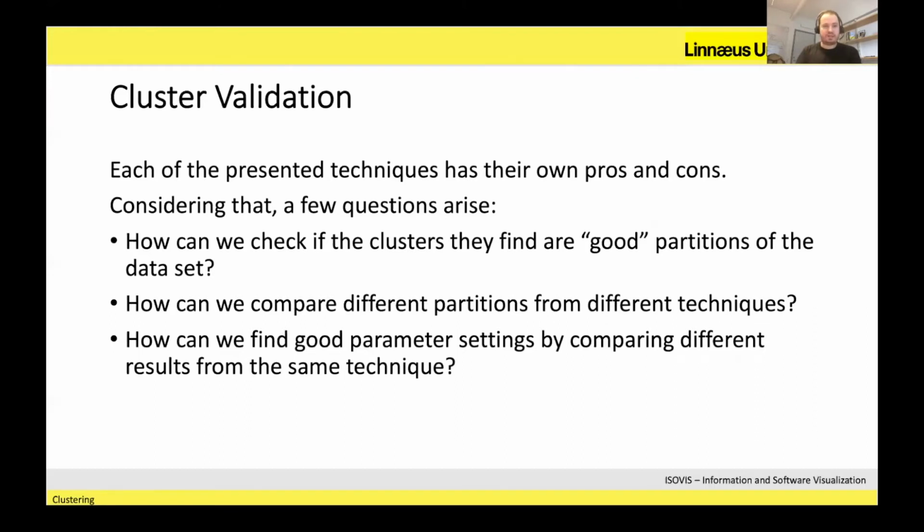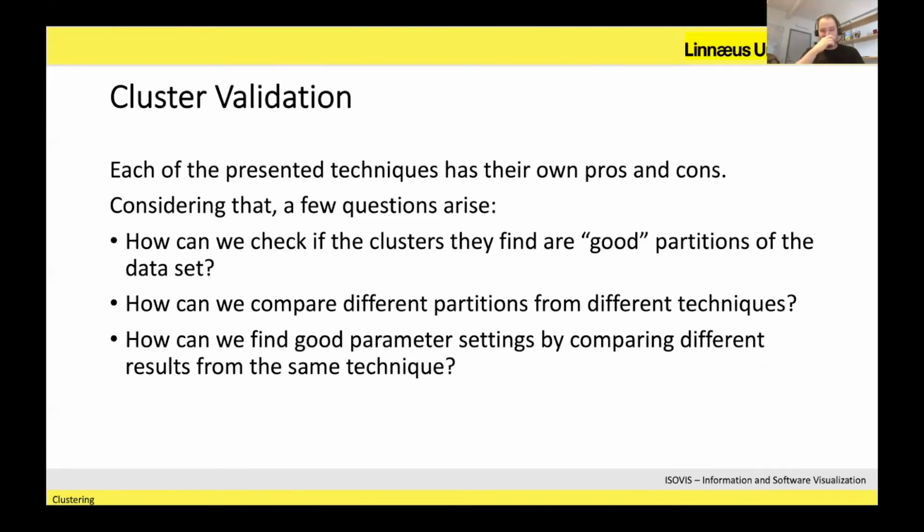So let's go to cluster validation. Each of the presented techniques has its own pros and cons, of course, and considering that, a few questions arise. How can we check if the clusters are a good partition of the data set? I mean, there will never be a final solution to this. These validation metrics that I'm going to present to you are attempts at having these independent metrics to evaluate clustering. But there will never be a final solution to that.